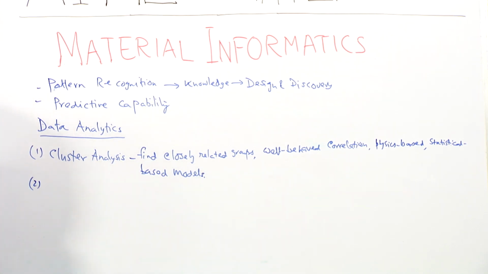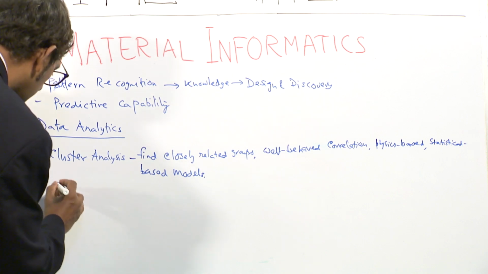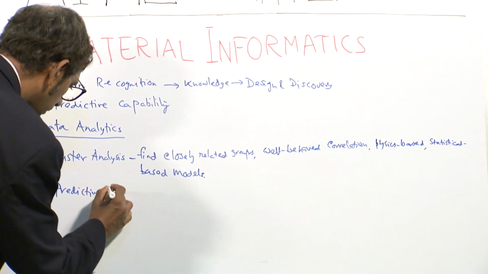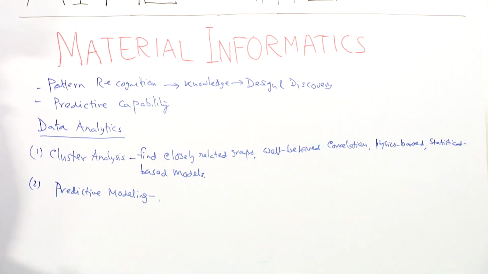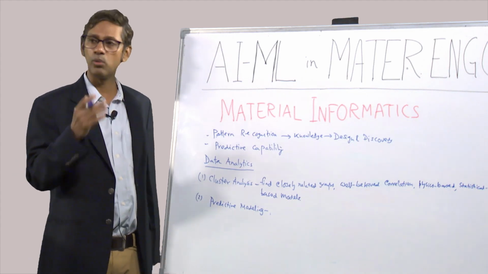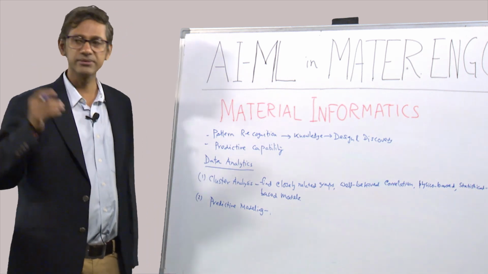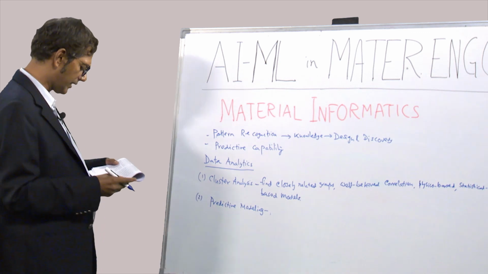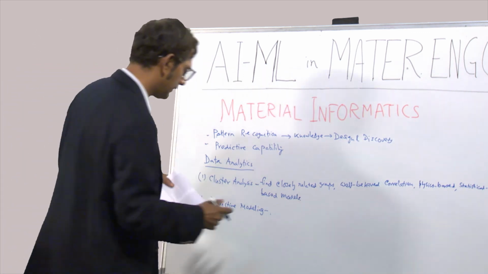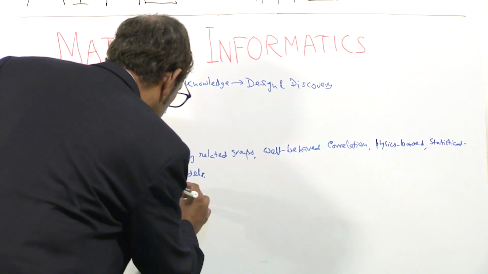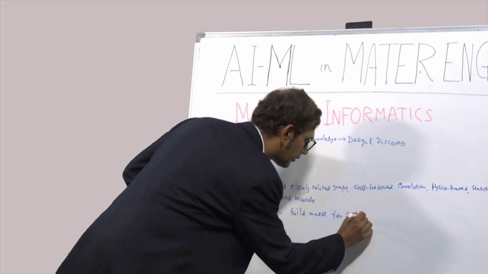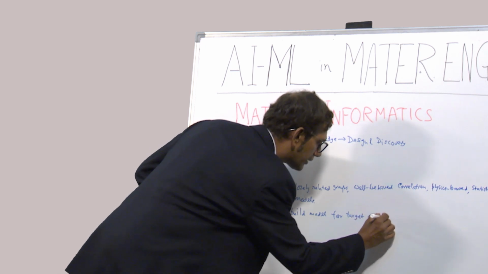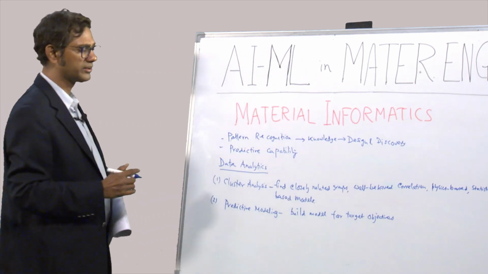The second thing data analytics can give you is predictive modeling. In fact, atmospheric modeling is done that way only. How do you predict weather? Basically, taking the information that is available now, I can make a predictive model to predict weather for the next 48 hours, right? That's what is used here to build models for target objectives, like a target set of properties or a target set of processing conditions which can give us properties.